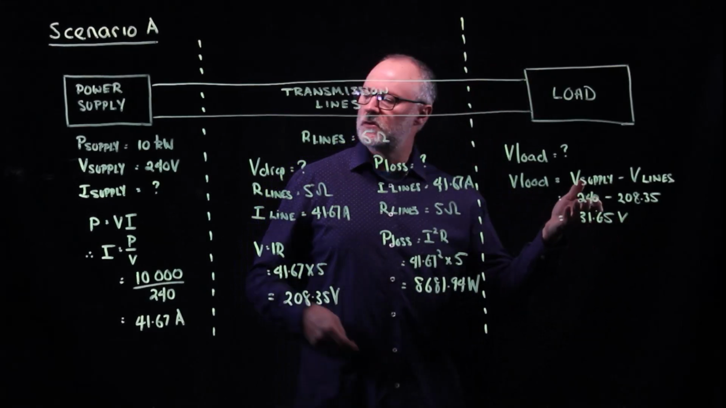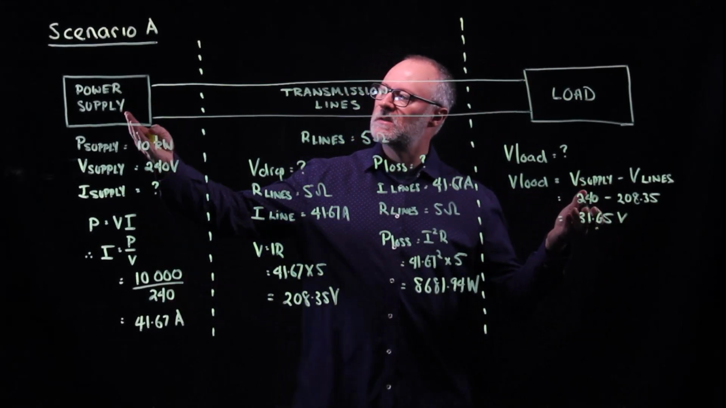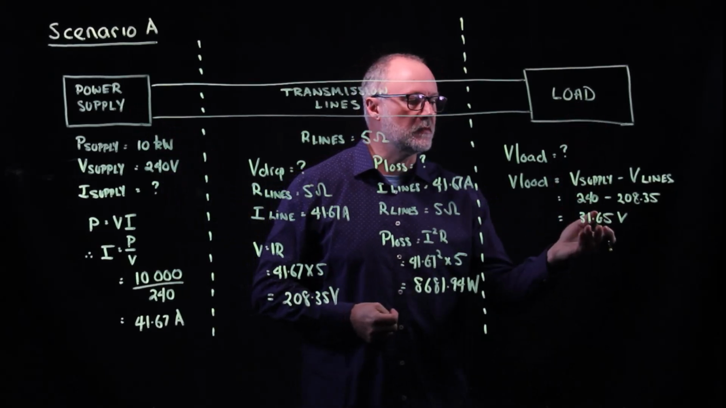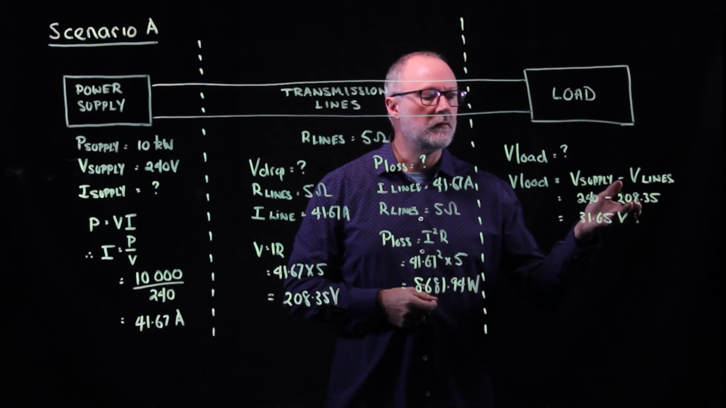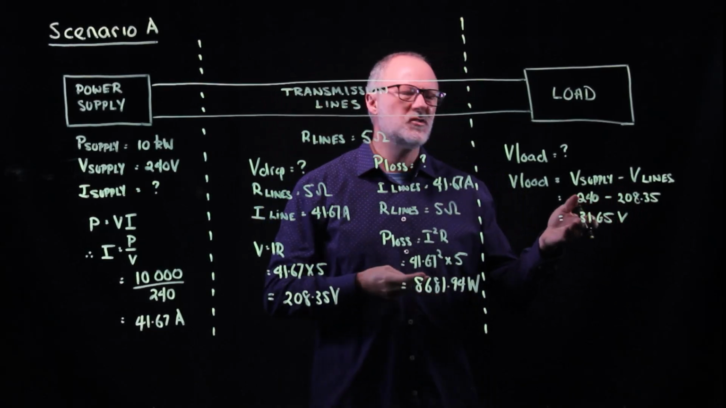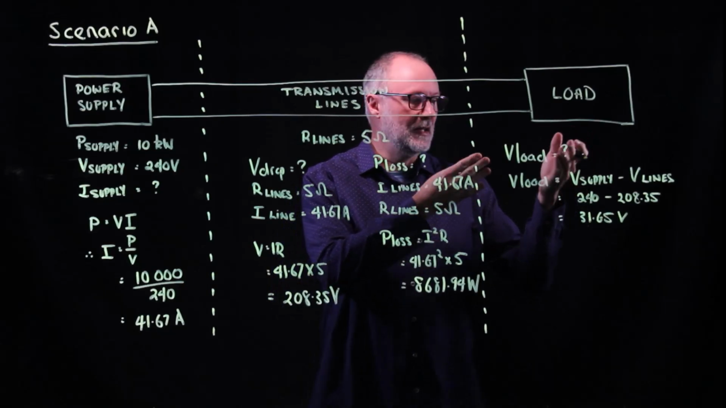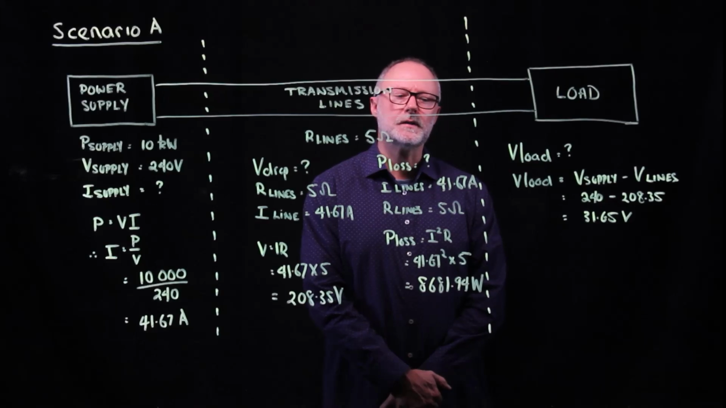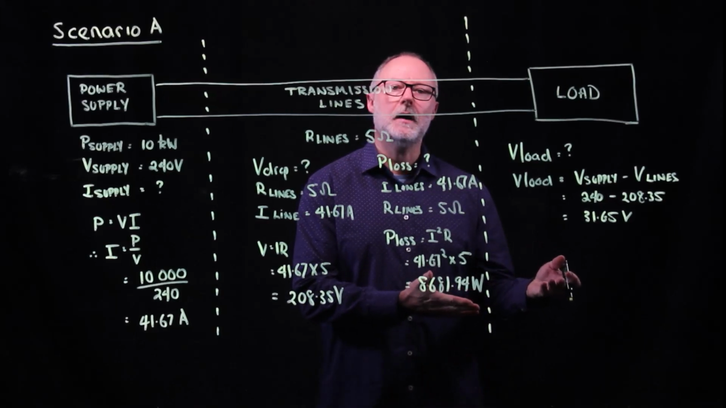So there we have it. Of the 240 volts that we started with at the supply, only 31.65 volts remains by the time we get to the load. And that's because 208.35 volts has been dropped across the transmission lines. This is not a really great outcome. This is a very large amount of voltage being lost in the transmission lines. And finally, we're asked to calculate what is the power at the load.